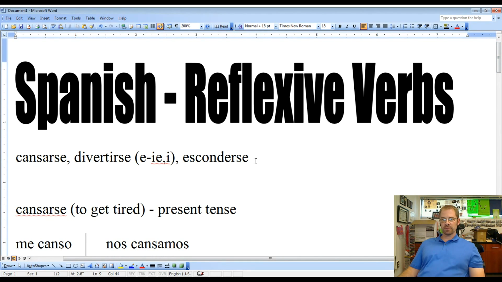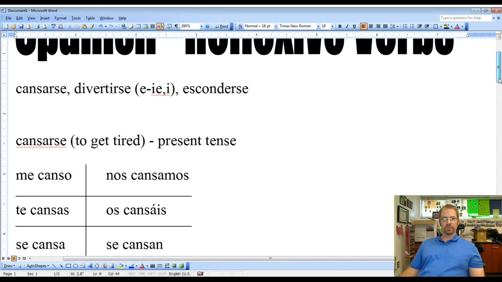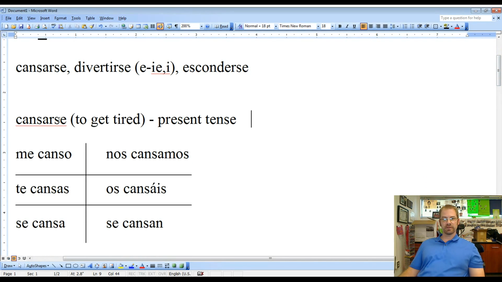I've got a few verbs here. I'm going to show you how to conjugate them, and then we'll do an activity to practice to make sure you understand it. So the first verb I have is cansarse. Cansarse is to get tired. And by the way, all these reflexive verbs are the ones that end in se, like this. So cansarse, divertirse, esconderse, they end in se. That's a reflexive verb. The se at the end is a reflexive pronoun.